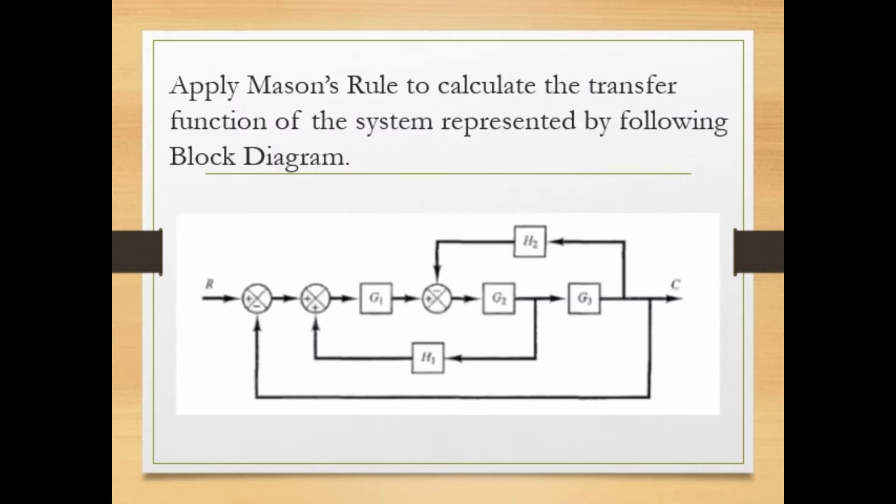Next question is, given a block diagram, we have to obtain the transfer function using Mason's rule. It is clear that from a given block diagram, we cannot directly use Mason's rule to find the transfer function. We can use the block diagram reduction method and find the transfer function. But right now we have to use Mason's rule and calculate the transfer function of the given system, which is represented by the block diagram.